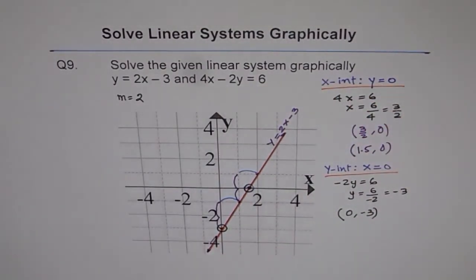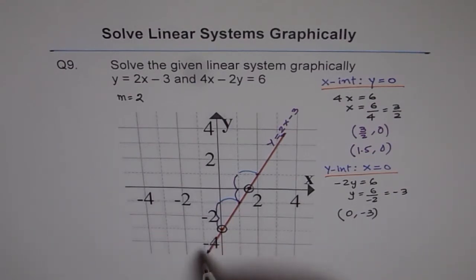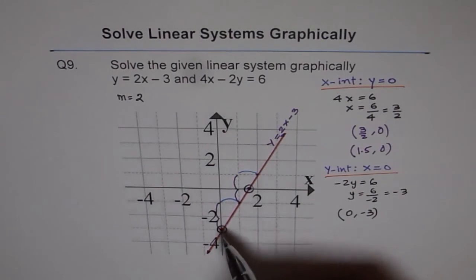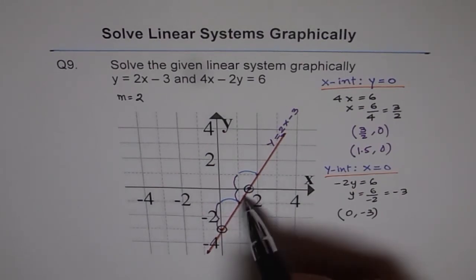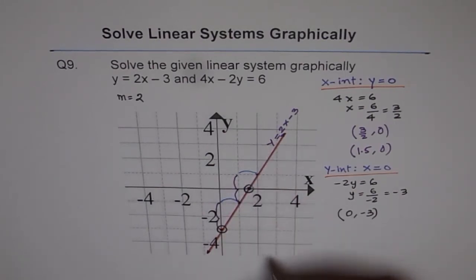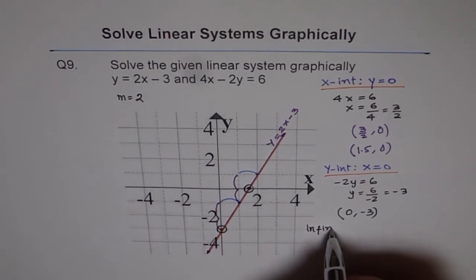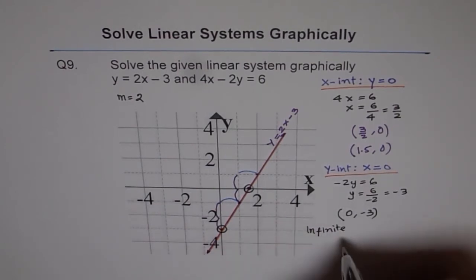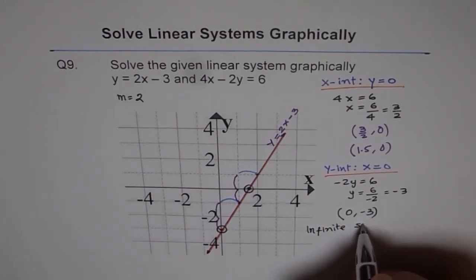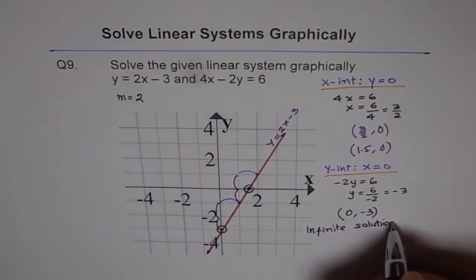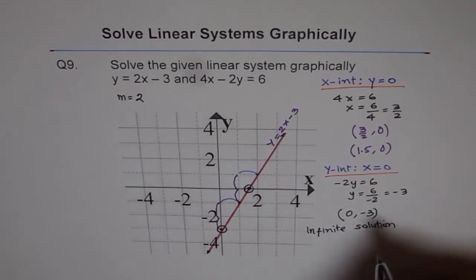Wow. Now what does that mean? Well, if it is the same line, then they actually intersect at each and every point, not just these two, correct? Each and every point is common to them. So how many points do they intersect on? We have an infinite number of points where they meet, and for such a system we say we have infinite solutions, because they meet at each and every point.